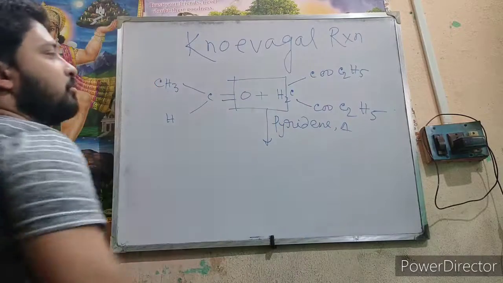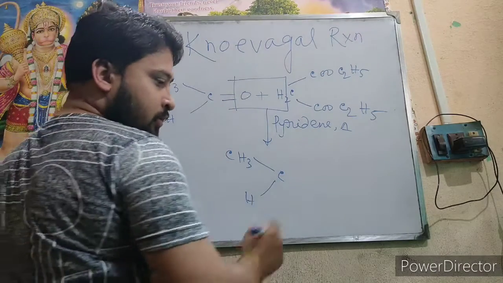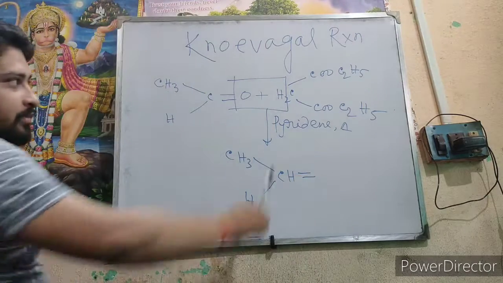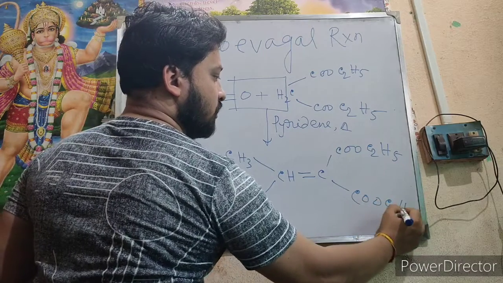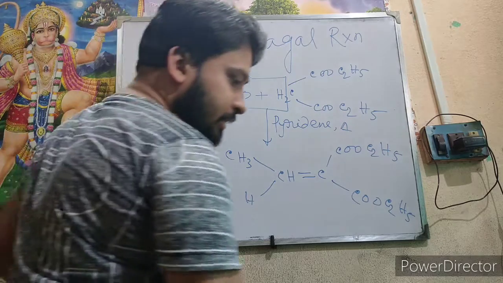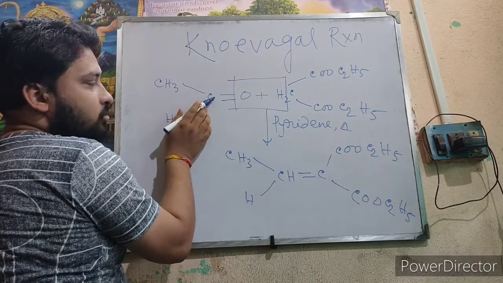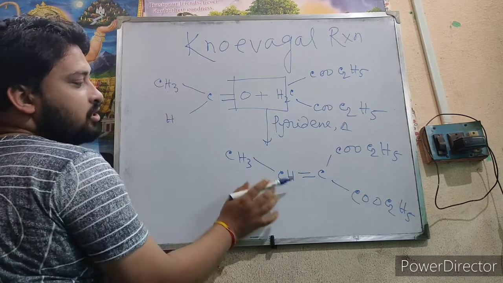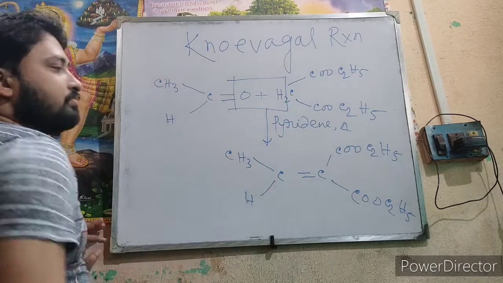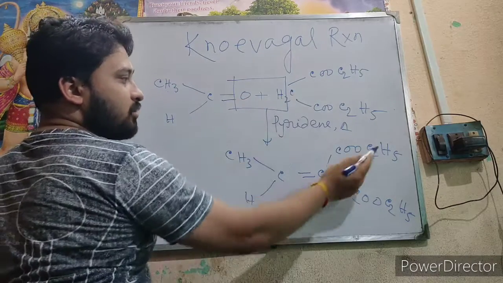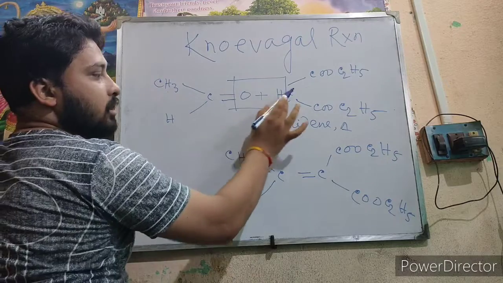if you remove this water, you get this product: CH3CH double bond C, with COOC2H5 and COOC2H5. Finally I remove this water molecule, and a carbon-carbon double bond is formed. So this is the product. Only I remove this water and form the carbon-carbon double bond.